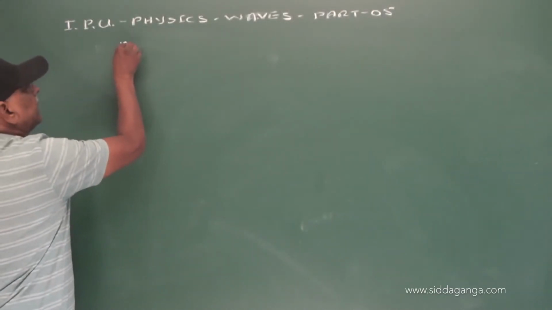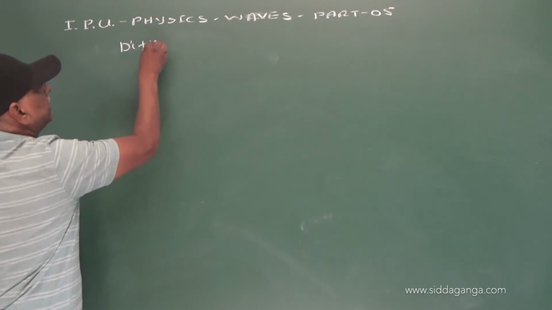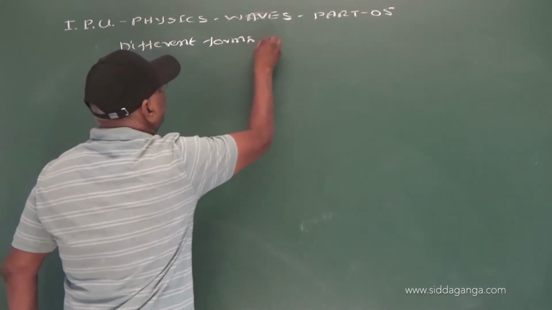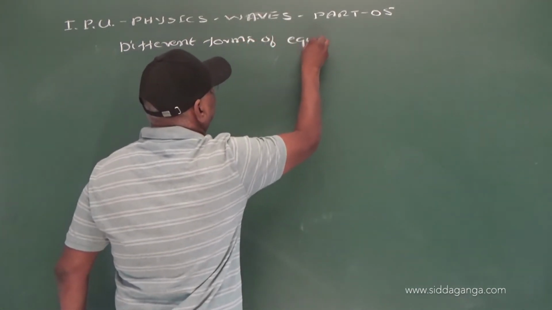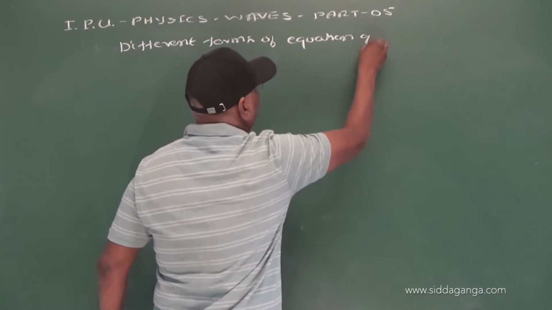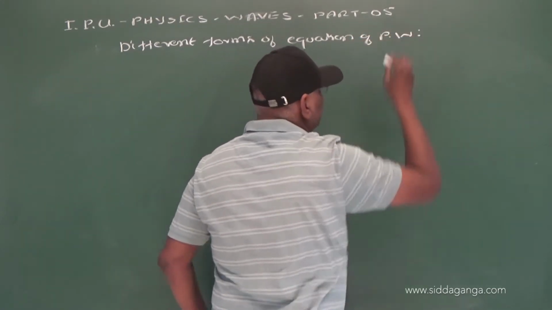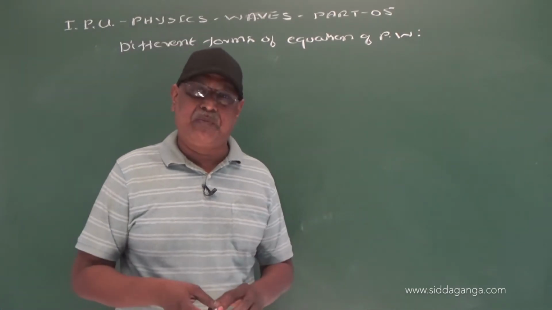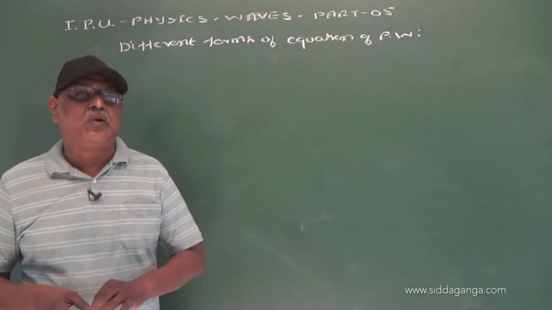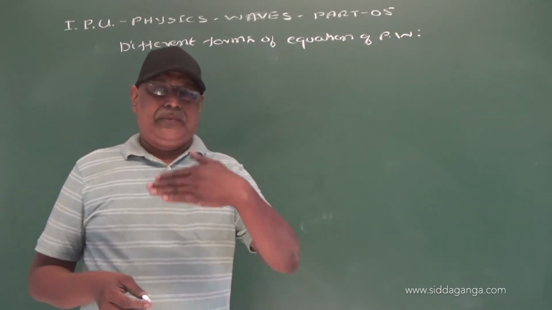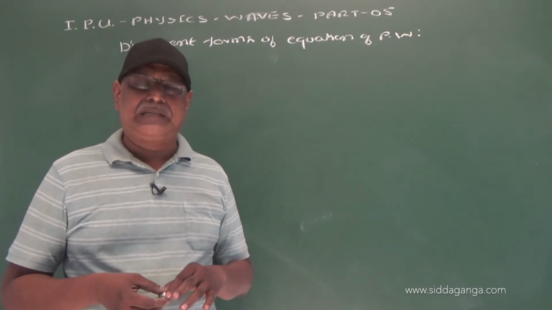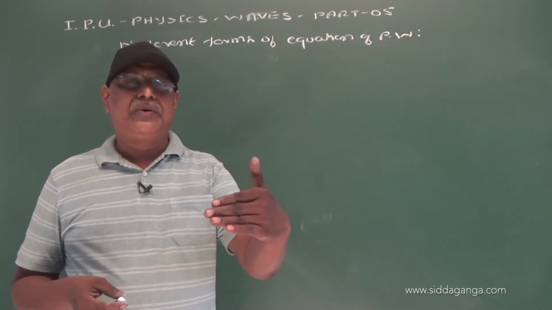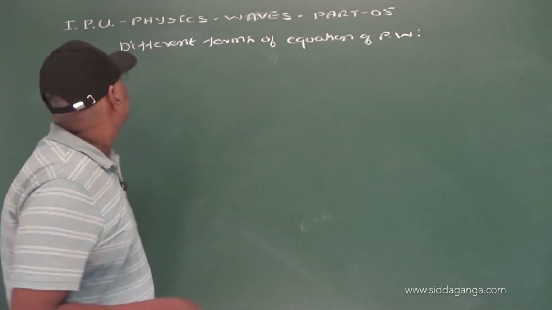Now, we will take different forms of equation of progressive wave, generally called a wave equation. Equation of simple harmonic motion: y = a sin ωt, and equation of a progressive wave or wave equation is y = a sin ω(t − x/v), right.